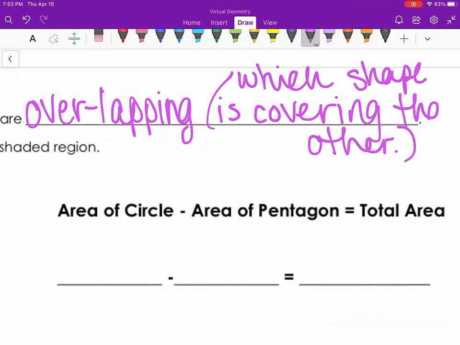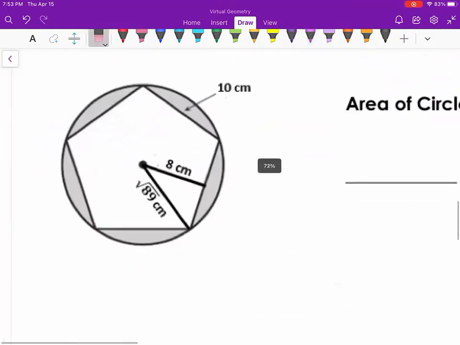You have to make that decision because it is very important. The one that is on top or covering up part of the other one is the one that must be subtracted out. So let's see what happens.